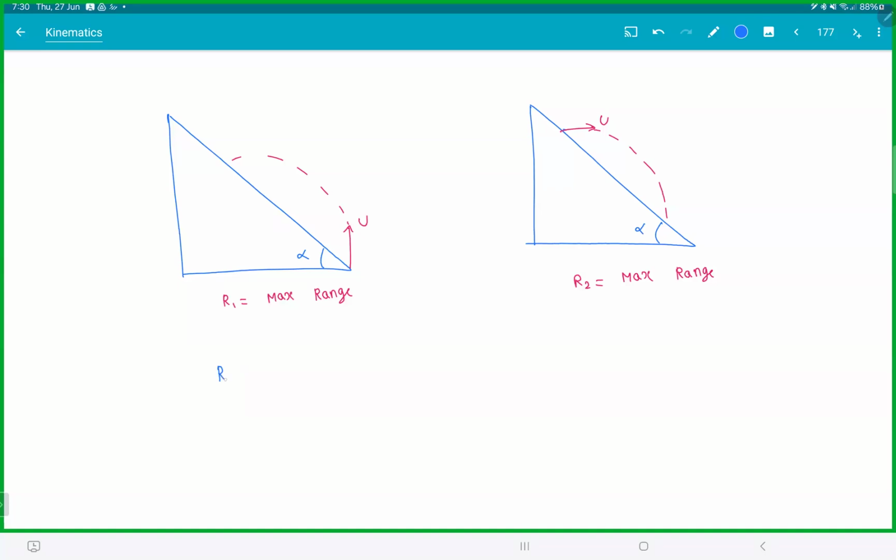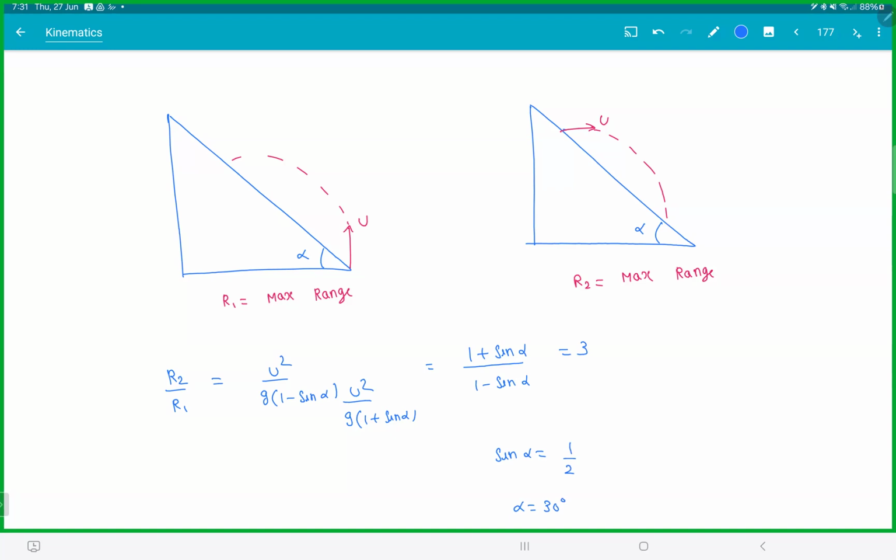So what is R2? R2 is U square by G1 minus sine alpha by R1, which is U square by G1 plus sine alpha. This would be 1 plus sine alpha by 1 minus sine alpha. This is 3. We get sine alpha is equal to, alpha is 30 degrees. It was straightforward, brother, I'm telling you.